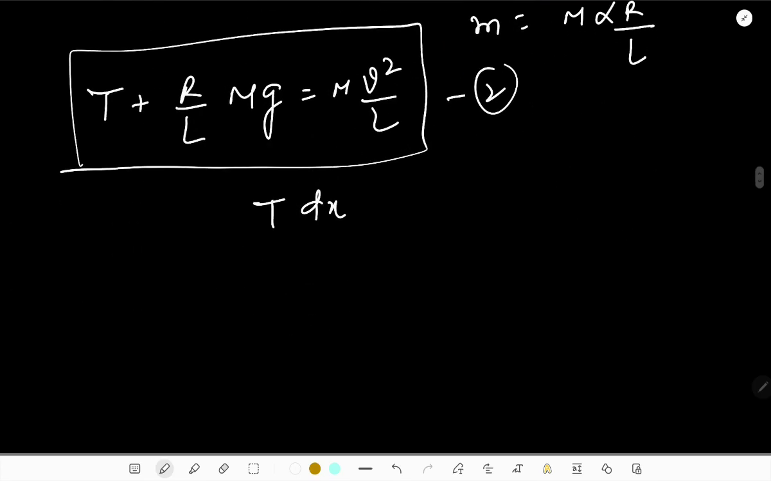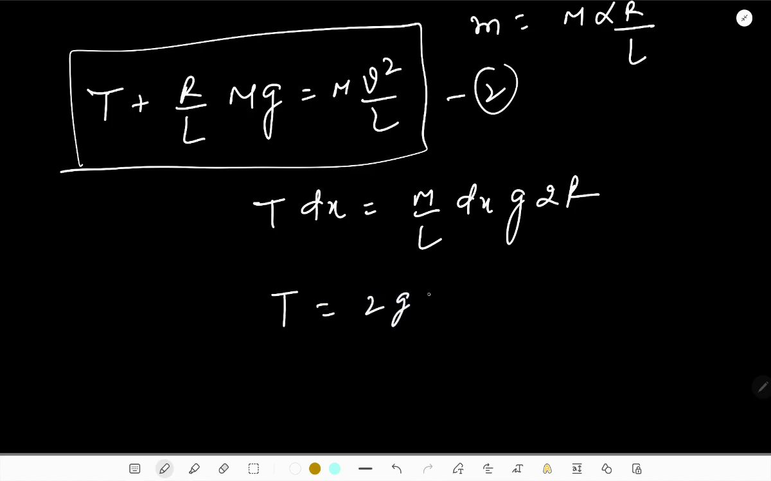and this is the change in potential energy. Only some kinetic energy has not changed, so this is only the change in potential energy of the object of length dx, object of mass dx. So I can write here T dx is simply m by L upon dx g into 2r. 2r is the height. So I can get here T dx is equal to this, so I can get here T equal to 2g r multiplied by m by L.